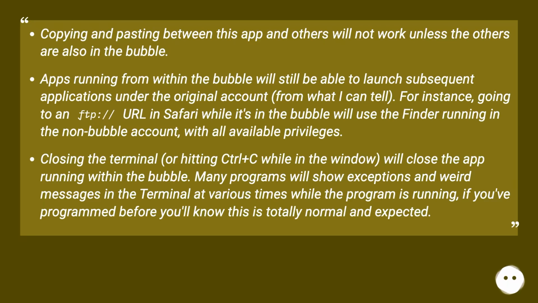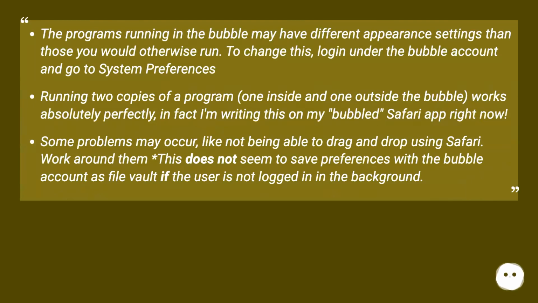Many programs will show exceptions and weird messages in the Terminal at various times while the program is running. If you've programmed before, you know this is totally normal and expected. The programs running in the bubble may have different appearance settings than those you would otherwise run. To change this, log in under the bubble account and go to System Preferences. Running two copies of a program, one inside and one outside the bubble, works absolutely perfectly. In fact, I'm writing this on my bubbled Safari app right now. Some problems may occur, like not being able to drag and drop using Safari. Work around them. This does not seem to save preferences with the bubble account, as with FileVault, if the user is not logged in in the background.